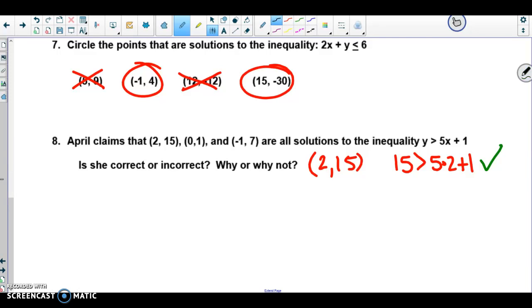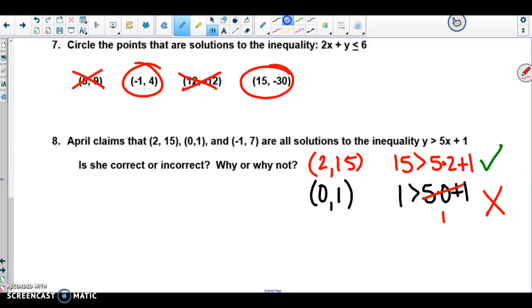For the second one, if I plug in the point 0, 1, we're trying to figure out: is 1 greater than 5 times 0 plus 1? Well, 5 times 0 plus 1 is equal to 1. So we're saying this whole thing is equal to 1. Is 1 greater than 1? Well, no, it's equal to 1, but it's not greater than 1. So if that had a symbol of greater than or equal to, we'd be okay, but it's not.